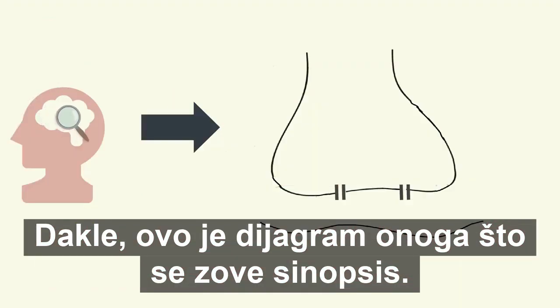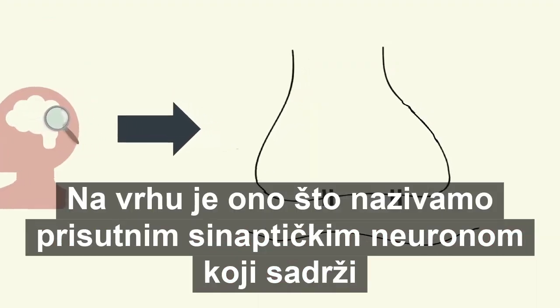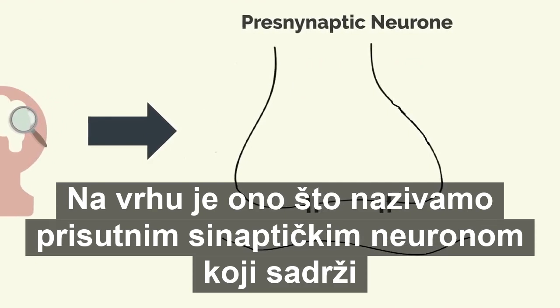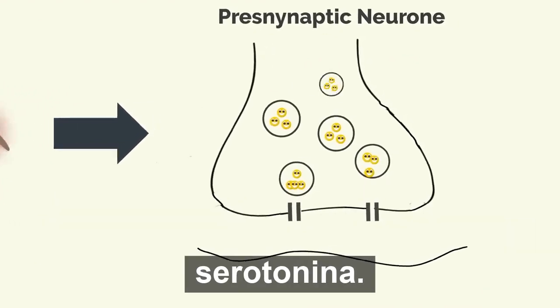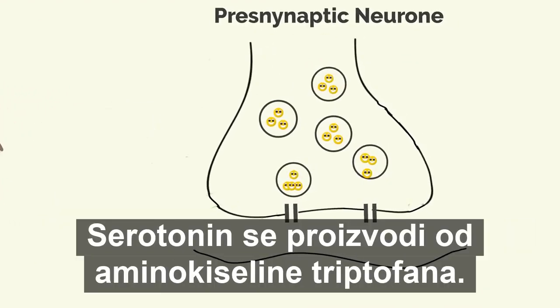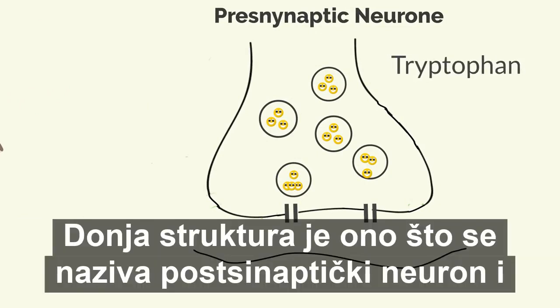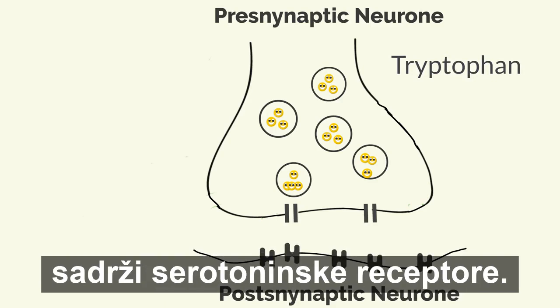So this is a diagram of what is called a synapse. On top is what we call the presynaptic neuron, which contains serotonin. Serotonin is made from an amino acid called tryptophan. The bottom structure is what is called the postsynaptic neuron and houses the serotonin receptors.